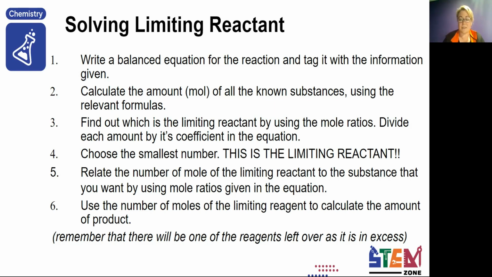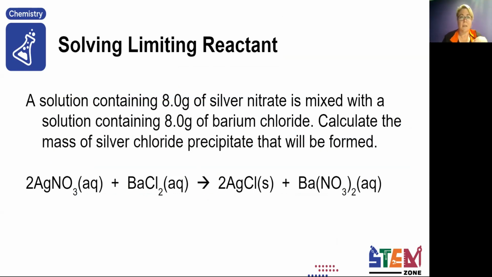Let's have a look at just how this actually works through a question. So I've got this question. A solution containing 8 grams of silver nitrate is mixed with a solution containing 8 grams of barium chloride. Calculate the mass of silver chloride precipitate that will be formed. In this question, really handy, they're both masses, so I can use number of moles equals mass over molar mass for both. But they may have given me 8 grams of silver nitrate and then a concentration and a volume of the other reactant. Absolutely fine. You need to know all of those equations. So look at what you've got, tag your information on your equation, and then we can go from there.